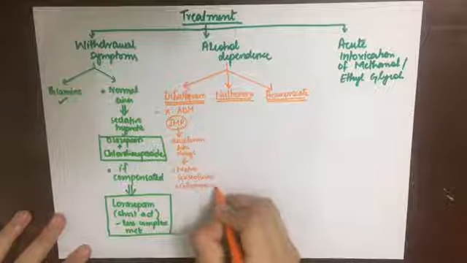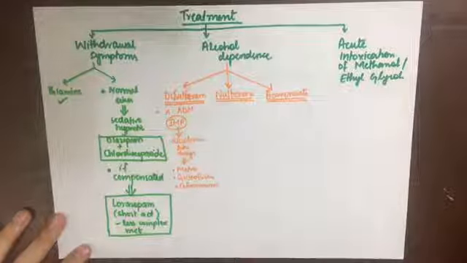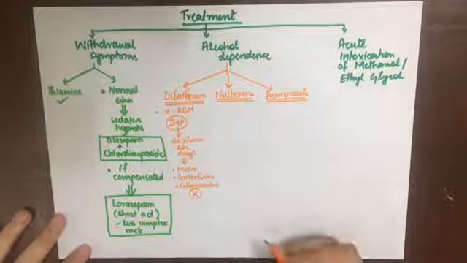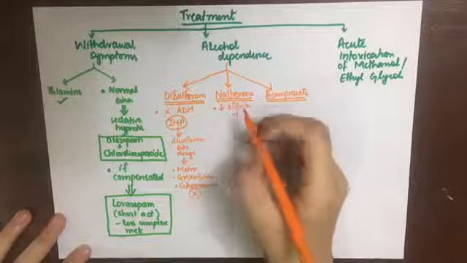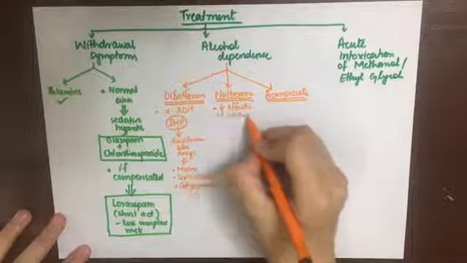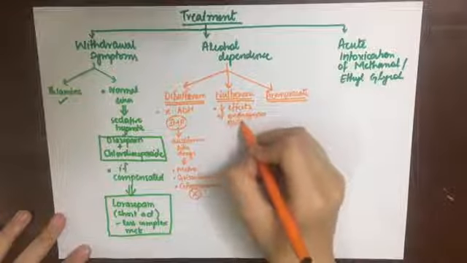Secondly, we can use naltrexone, which will decrease the effects of endogenous opioids in the brain. And acamprosate is an NMDA glutamate receptor antagonist and a GABA A receptor activator, just like alcohol.